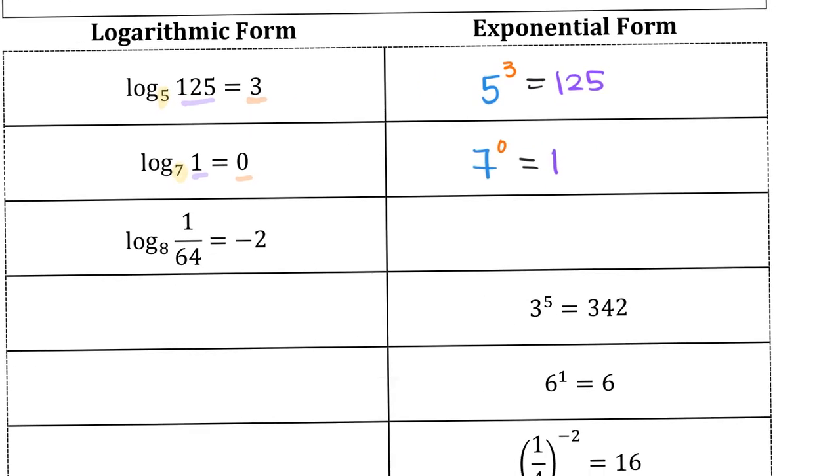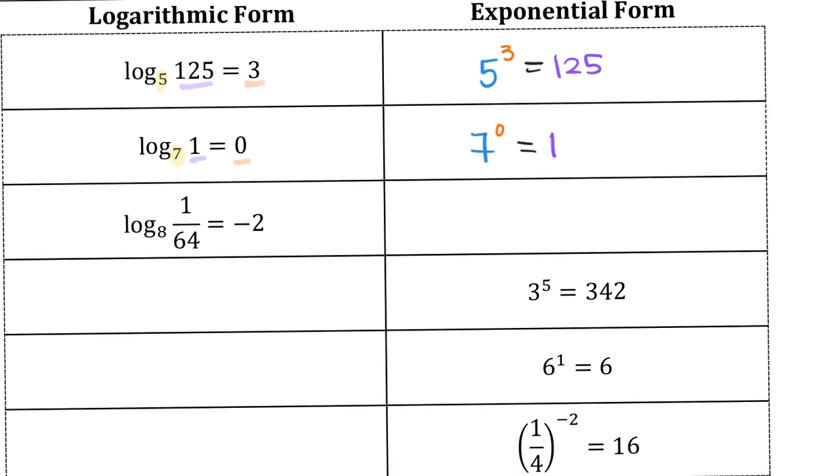Okay, let's try the next one. What's the base? The base is the 8. It equals the exponent, so 8 to the exponent, which is the negative 2. And then this equals 1 over 64, which is the argument. And 8 to the negative 2 is 1 over 64. So both statements are true. They're just written differently. Okay, now I'm going to give you the exponential form, and we're going to go back and write the logarithmic form.